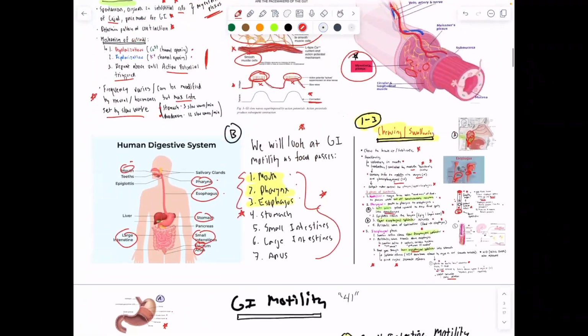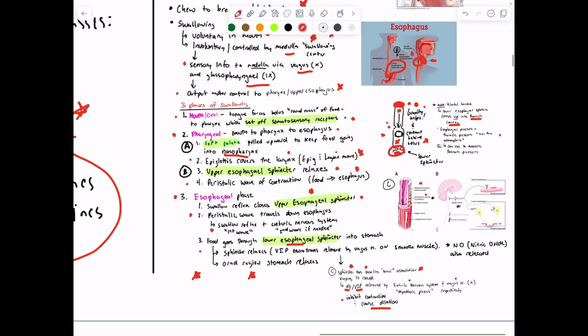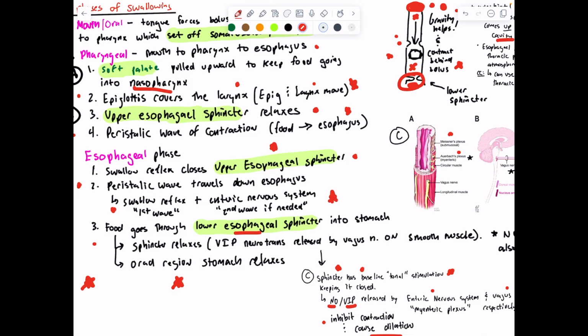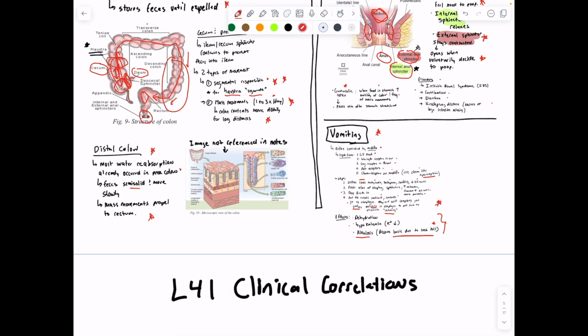All right, so just quickly, I wanted to mention, in the esophageal phase of swallowing, we had the peristaltic wave down the esophagus. You have the swallow reflex, and then if your food doesn't make it all the way down, you have a second wave needed from the enteric nervous system. That was the second wave described here, secondary peristalsis.